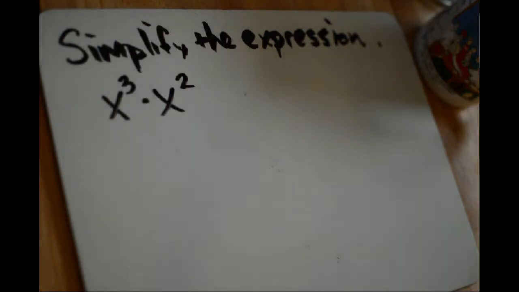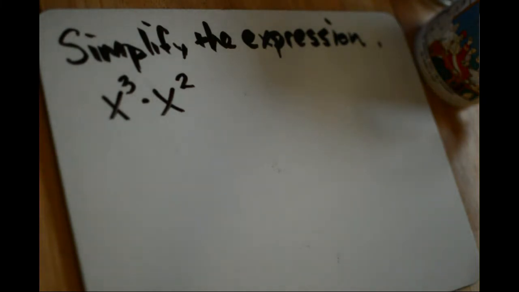We're going to take a look at some properties of exponents today and simplifying terms that involve multiplying exponential terms or raising exponential terms to powers. So here's an expression that we'll be looking to simplify: x to the third times x squared. And before we get to the rules, let's expand this out and see what it means.